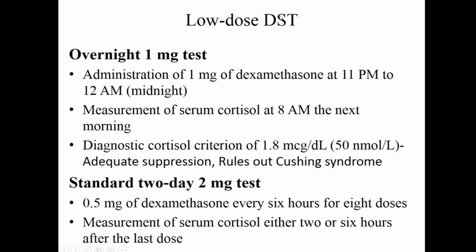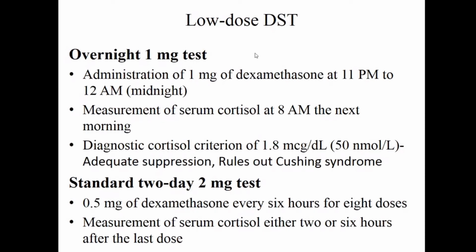Okay, so let's go to this. What do we do in the low-dose dexamethasone test? I already mentioned to you that hormone secretion from the body depends on the feedback mechanism, right? So what secretes the cortisol from the adrenal gland? It is because of the release of corticotropin releasing hormone from the hypothalamus.